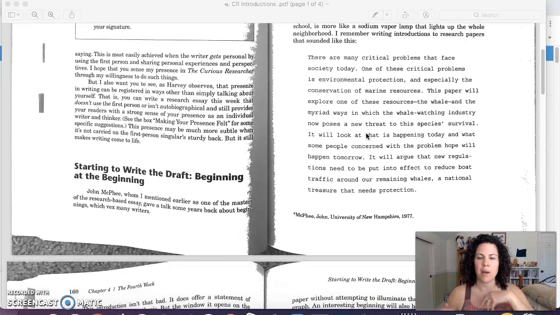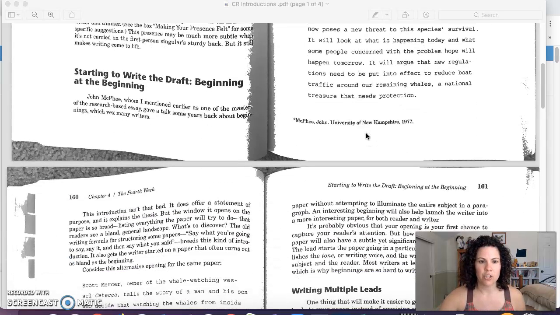There are many critical problems that face society today. One of these critical problems is environmental protection, and especially the conservation of marine resources. This paper will explore blah, blah, blah. It will look at what happened, blah, blah. It will argue, blah, blah. So I, of course, have seen a lot of introductions like this too, and it's fine if you are at the beginning stages of your writing, but at this point of an academic paper in your academic career, we should be writing something that is much stronger.